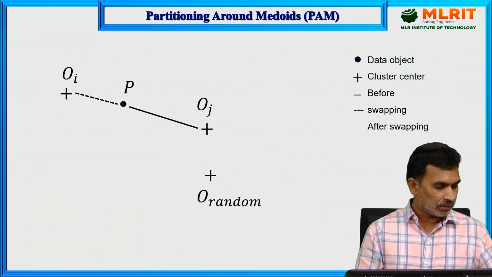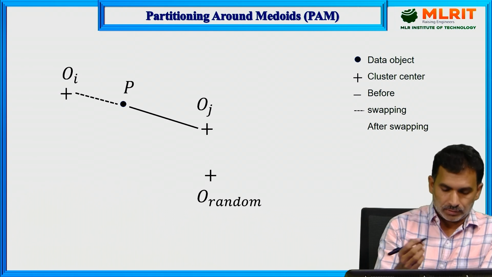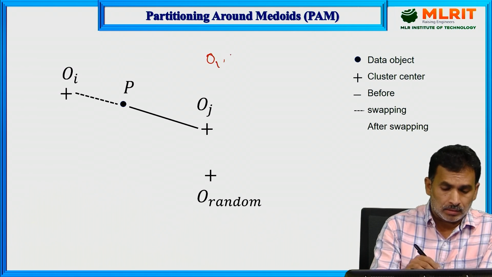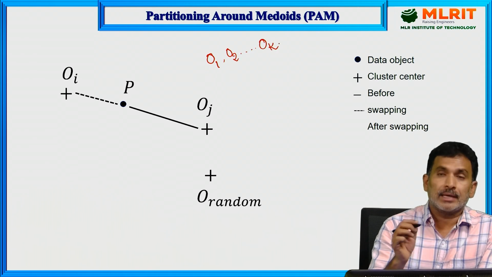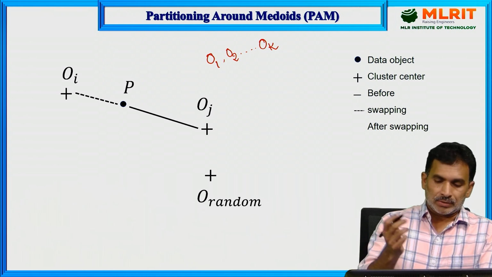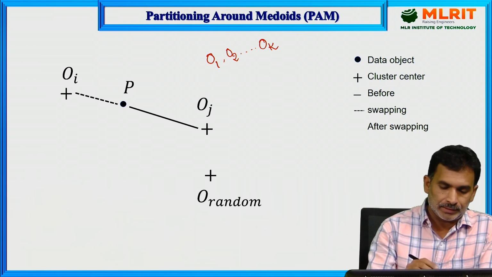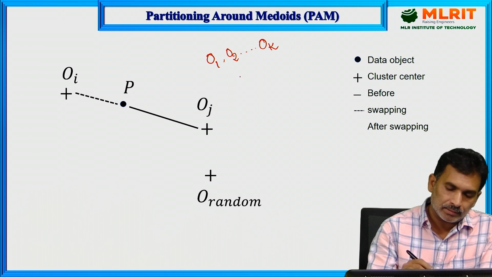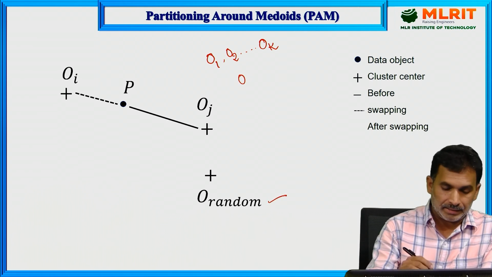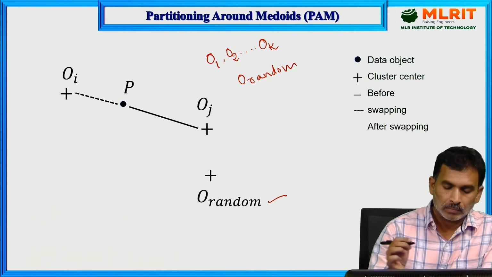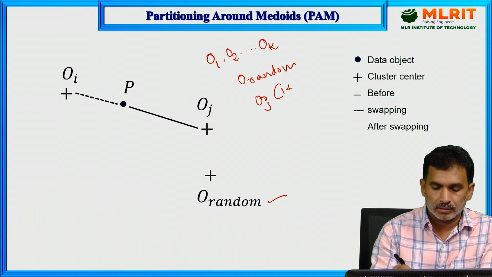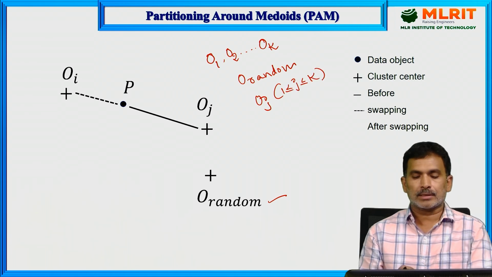Let us take one simple example. Suppose there are different objects: object 1, object 2, and so on, up to object k. There are k representative objects, which are the cluster heads. We are going to replace one representative object with a non-representative object, let us say a random object, O random. So we are going to replace the object Oj, where j is between 1 and k, because there are k representative objects.